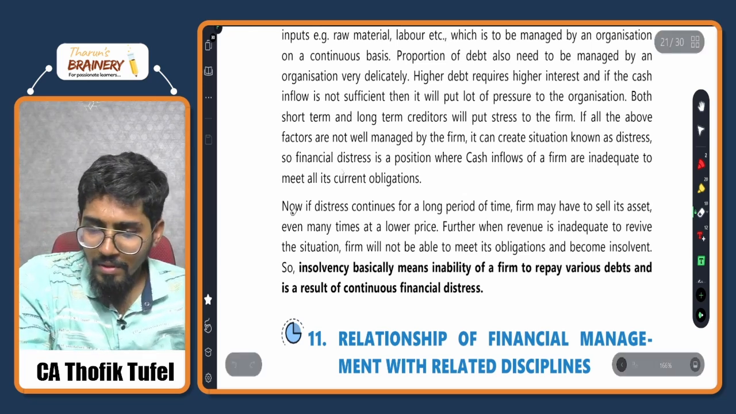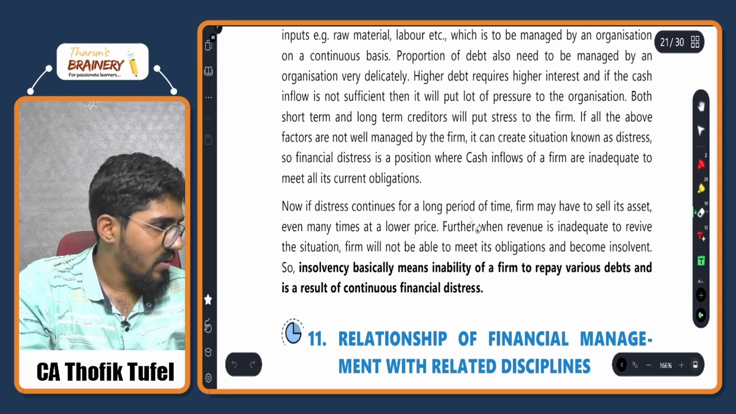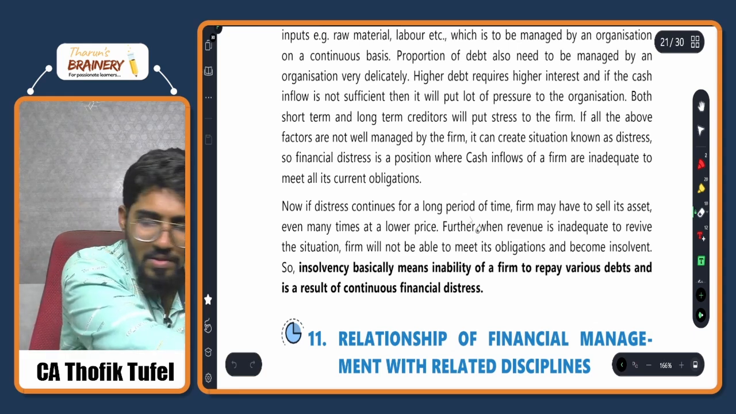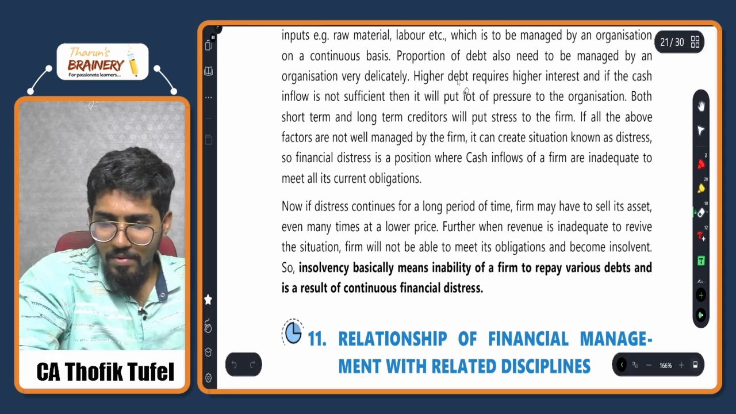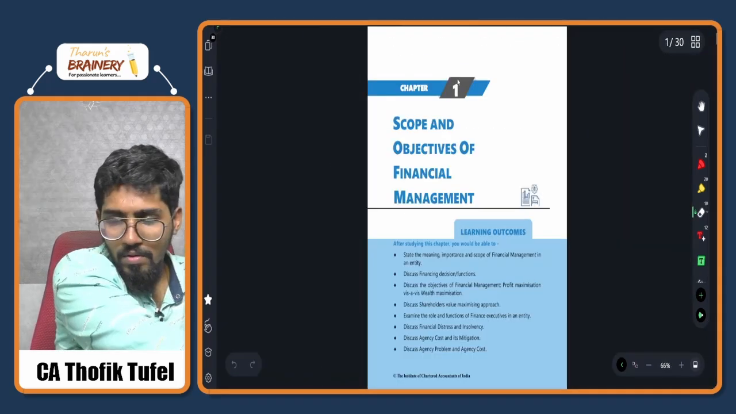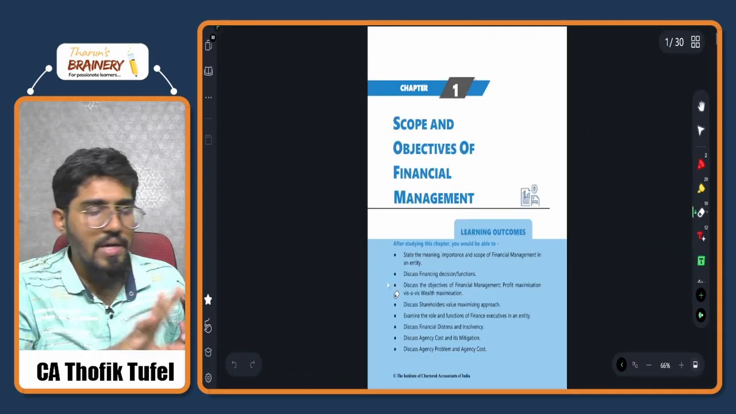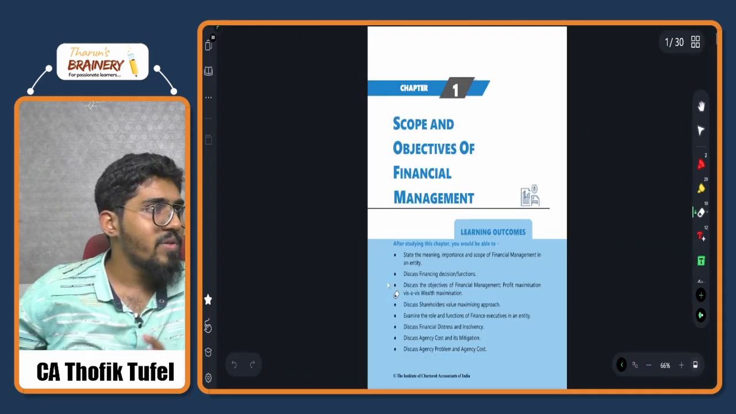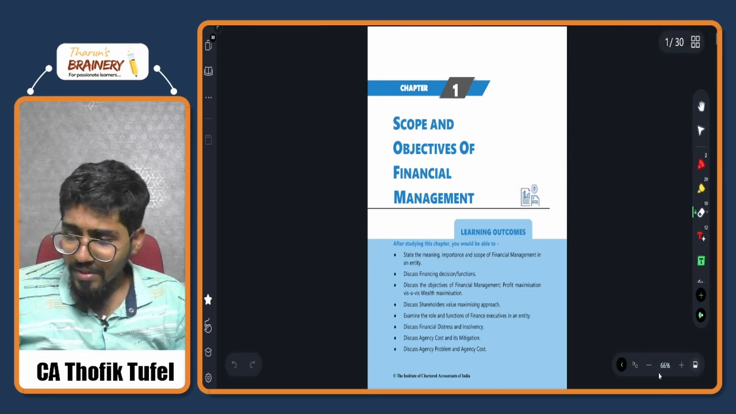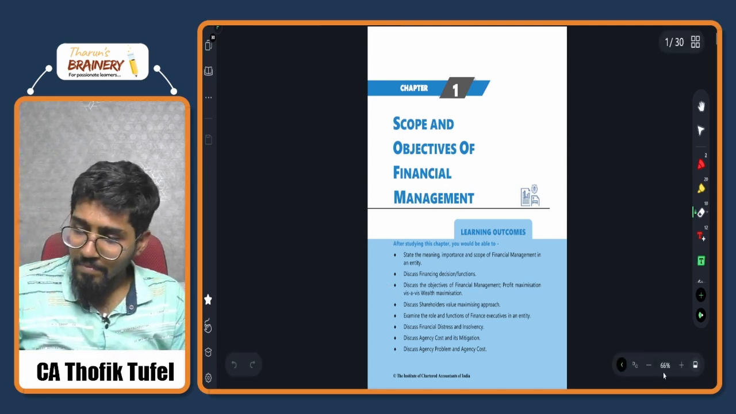Now, see, this is chapter number 1, which is nothing but scope and objectives of financial management, and this is what we were discussing.